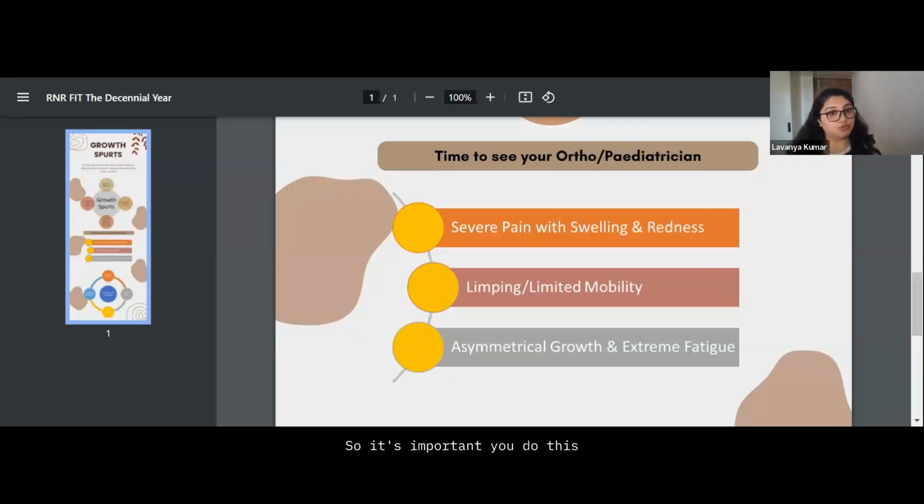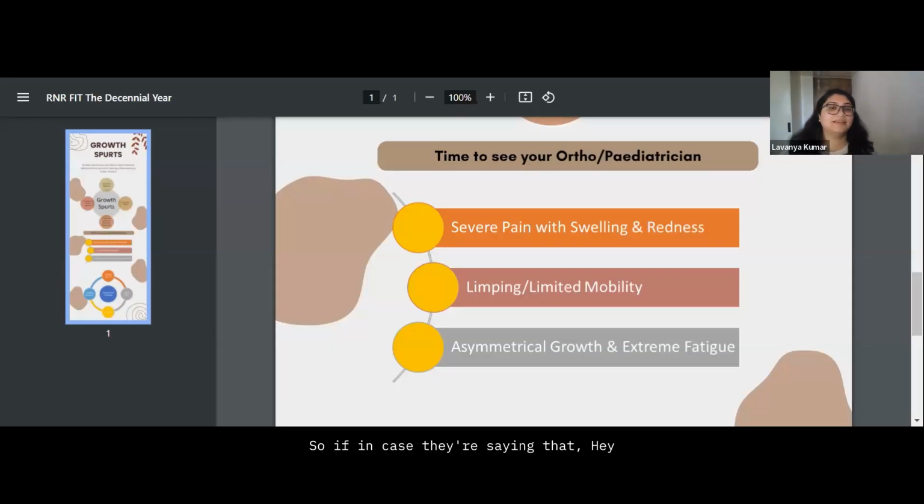So it's important you do this. So this is a sign to watch out for. The second sign can be that you are in pain. Many children tend to downplay it as well. While some children come up and tell you, there are children who tend to downplay things.